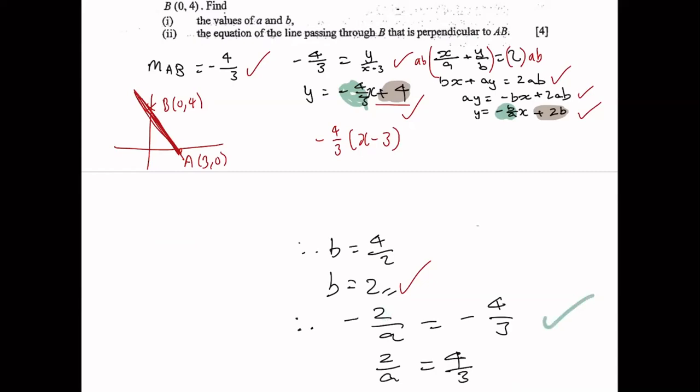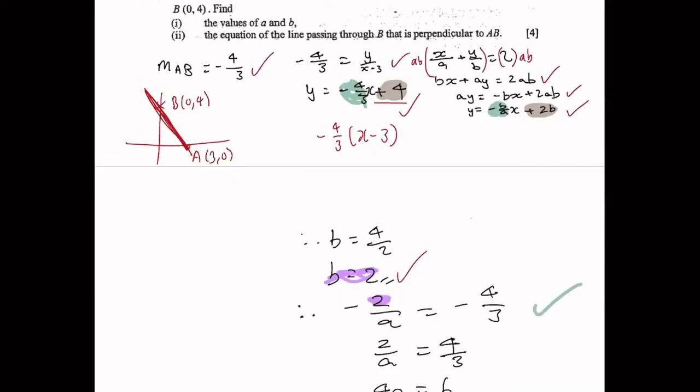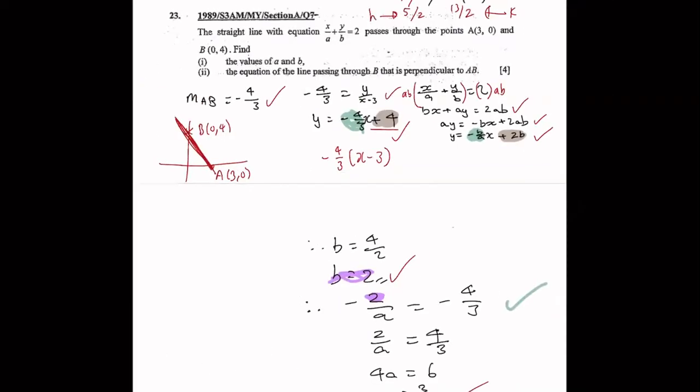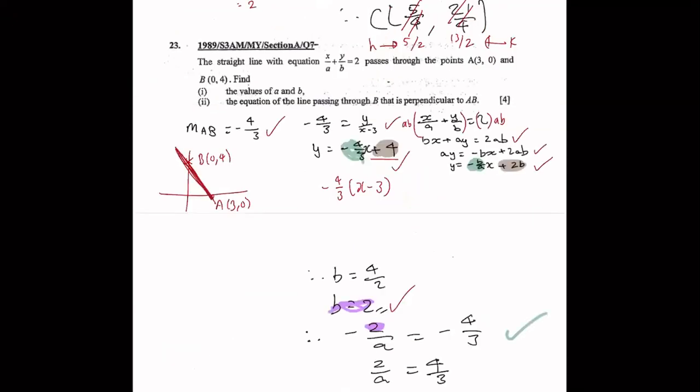Replace the b with 2 and just solve for a. Times -1 on both sides, 2 over a equals 4/3. So 4a equals 2 times 3, which is 6. Then a equals 6/4, which is 3/2. That is the value of a, but you're not done. You need to find the value of b. Oh wait, sorry, you already found the value of b, and the value of a as well. That's part 1 done.